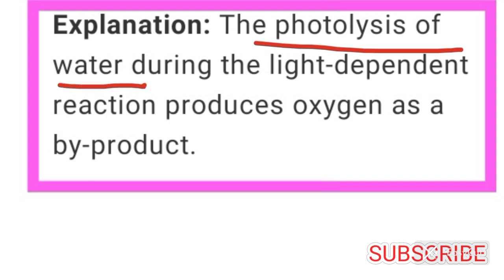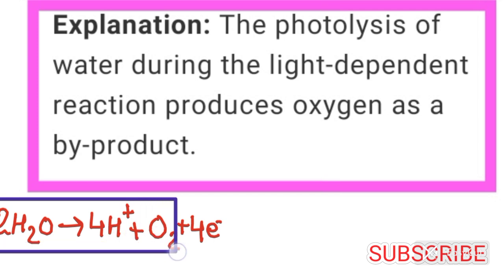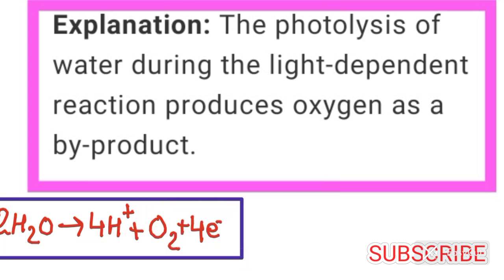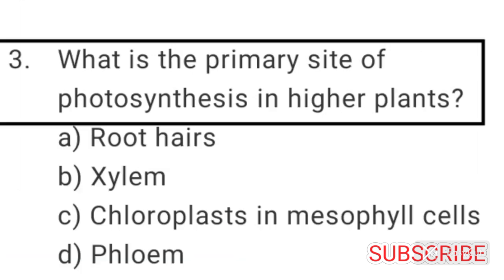So, splitting of water is associated with photosystem 2. Water is split into 4H positive plus O2 plus 4 electrons. So, this creates oxygen, one of the net product of photosynthesis.